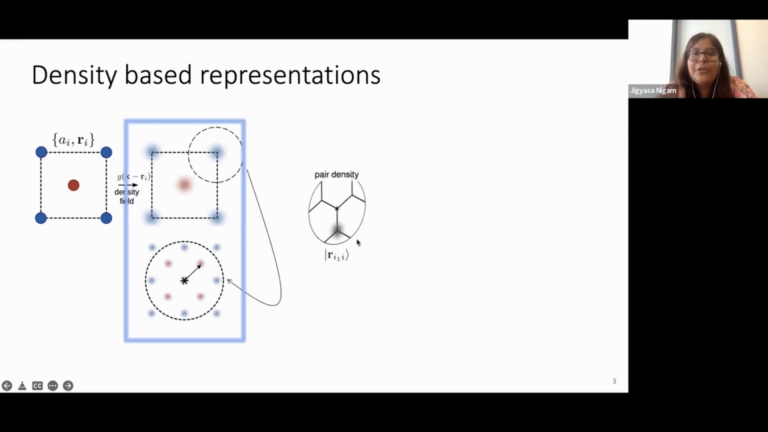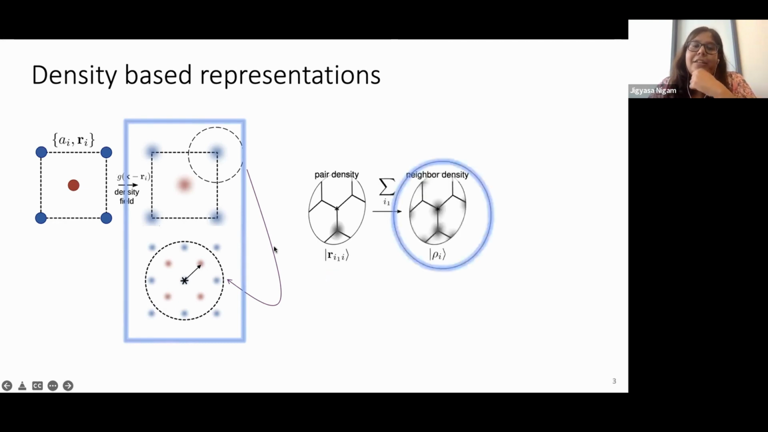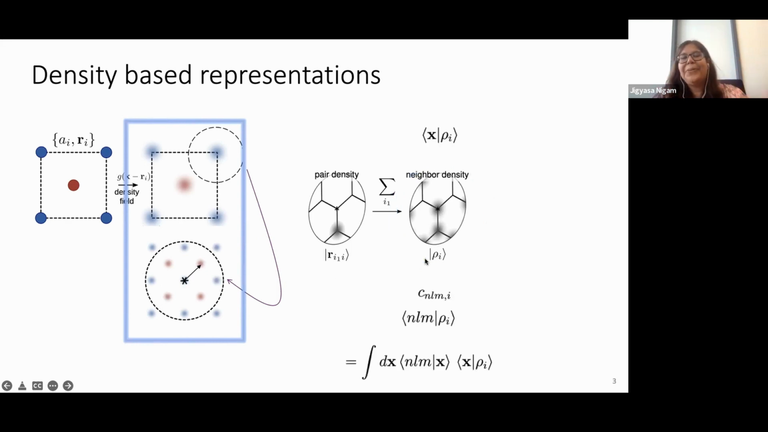So since you're doing this for each pair of atoms in your structure, so for each central atom, you're identifying another neighboring atom, we would call this a pair density because it's literally telling you the position of a neighboring atom with respect to a central atom. And then what one does is you sum over all the pair densities in your environment and assign this function, which is called a neighbor density, to your central atom. So you have probably seen this before in multiple different forms.